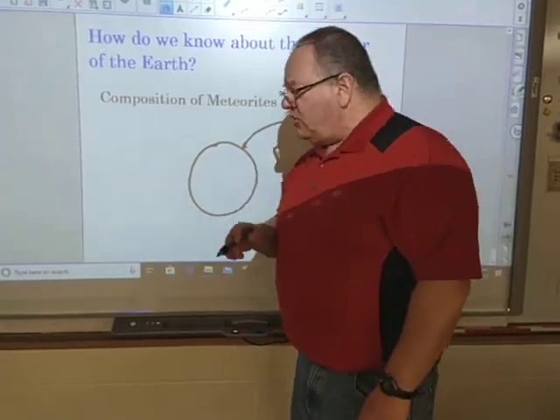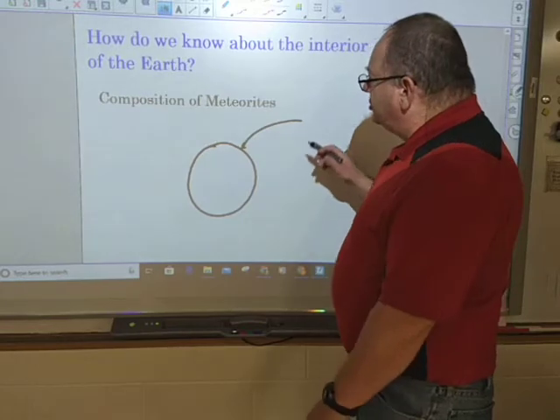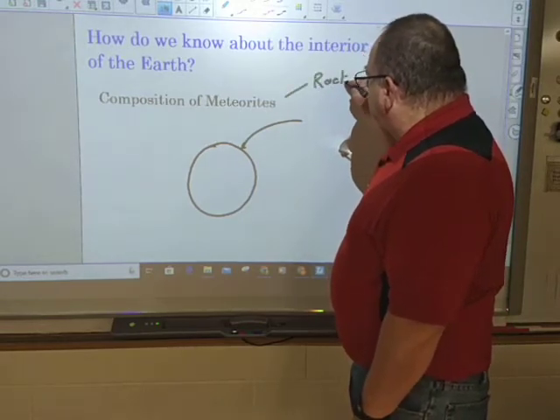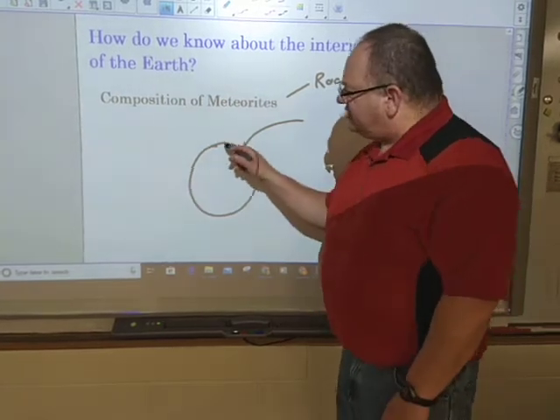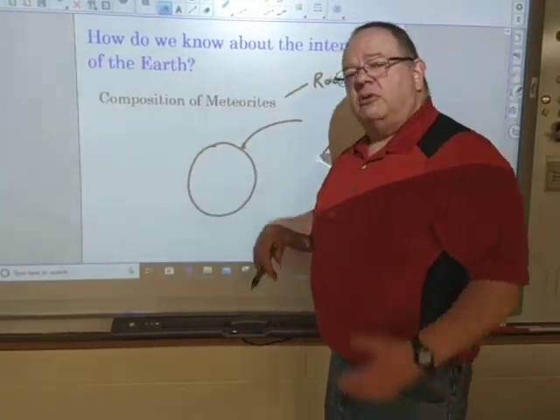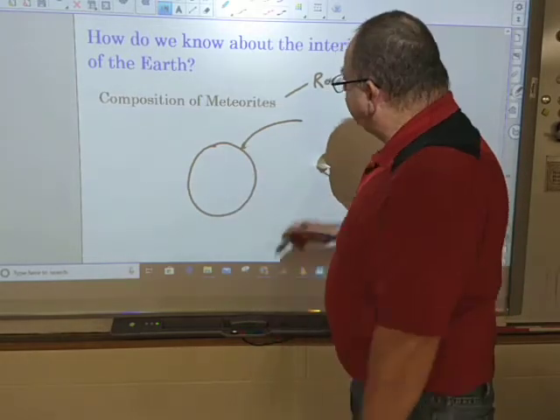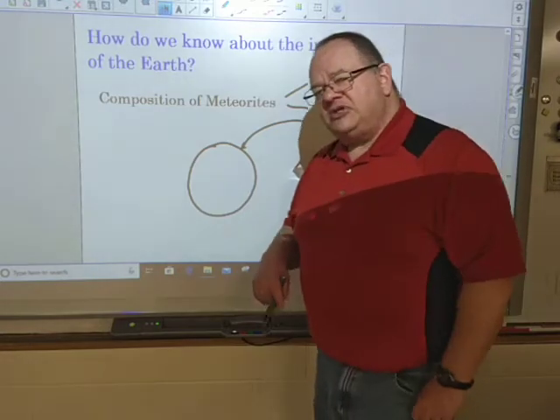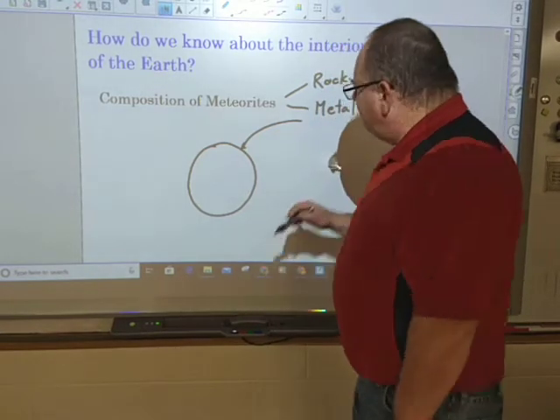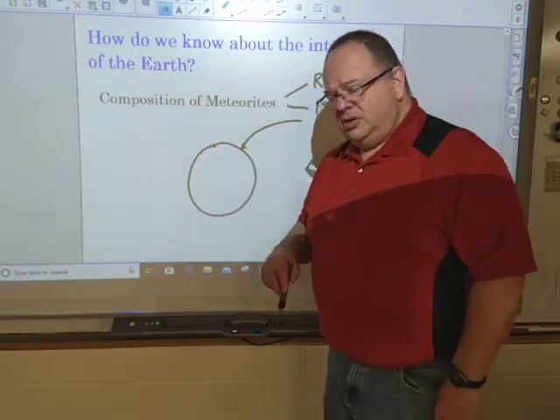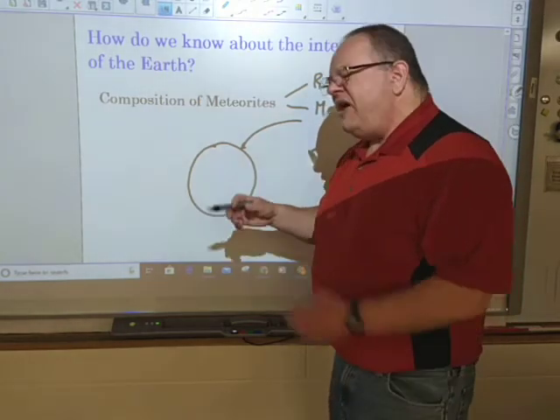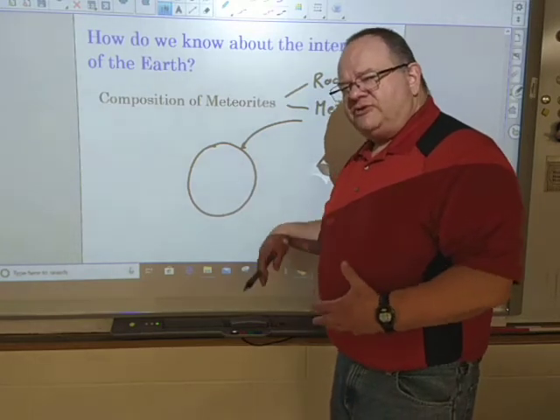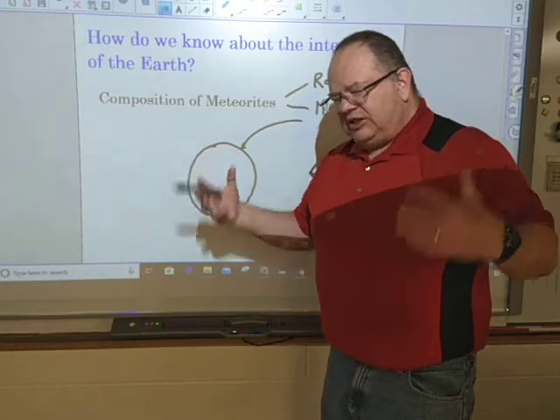Now, some of those meteorites that hit the Earth are rocky, and they have a composition very similar to the rocks that we see on the surface of the Earth. That makes sense, doesn't it? But some of those meteors are made almost entirely of metal. And that's weird, because we have rocks that contain bits of metal in them, but for the most part, on the surface of the Earth, we don't find just lumps of metal.